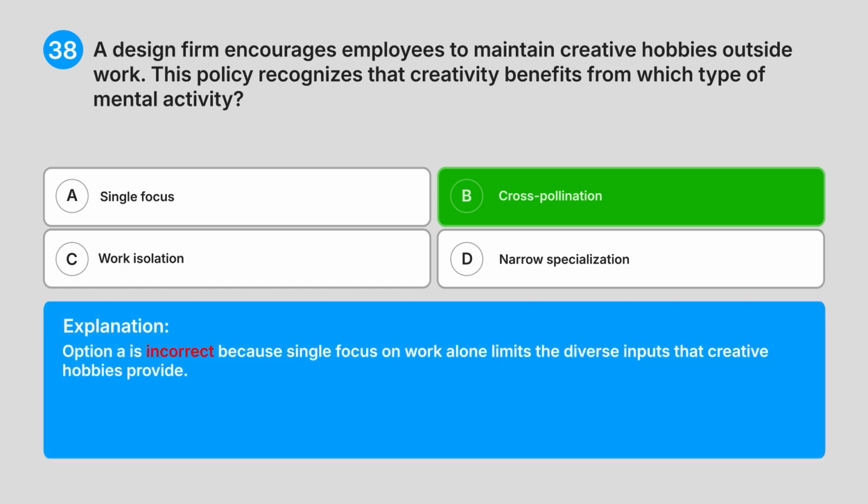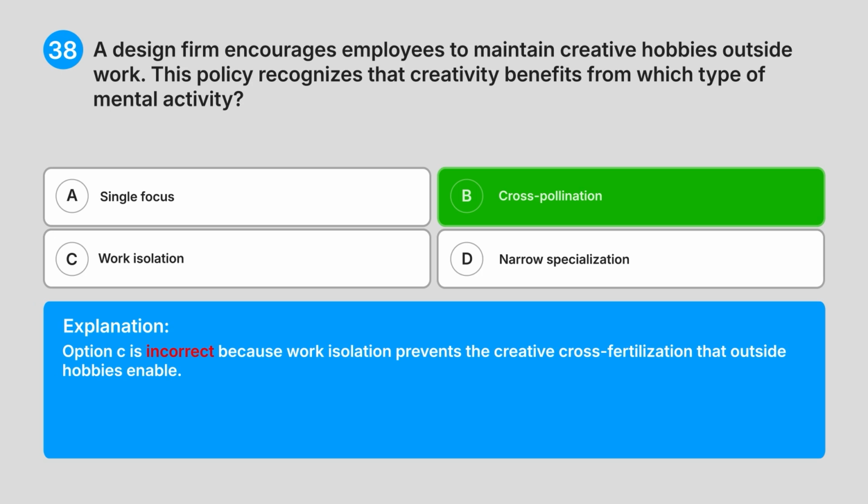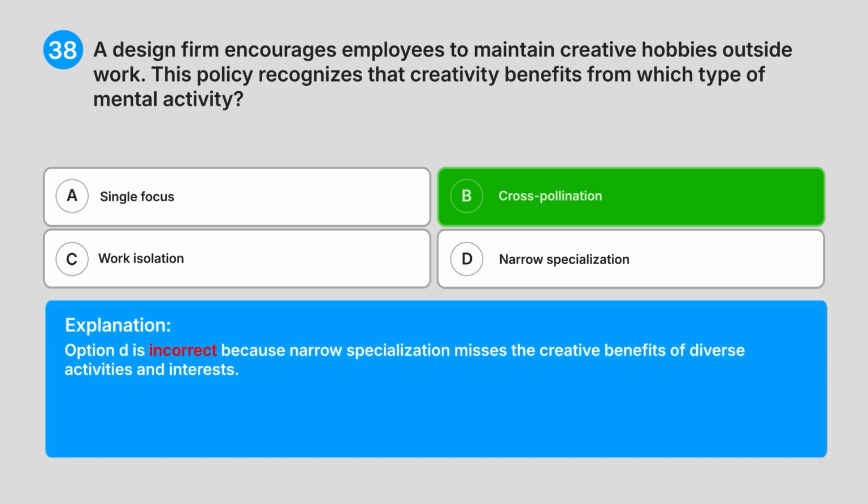Option A is incorrect because single focus on work alone limits the diverse inputs that creative hobbies provide. Option C is incorrect because work isolation prevents the creative cross-fertilization that outside hobbies enable. Option D is incorrect because narrow specialization misses the creative benefits of diverse activities and interests.